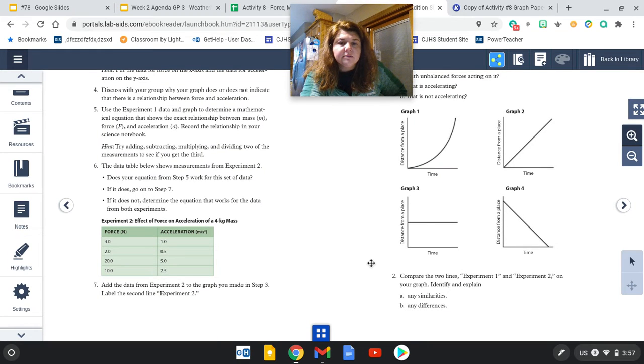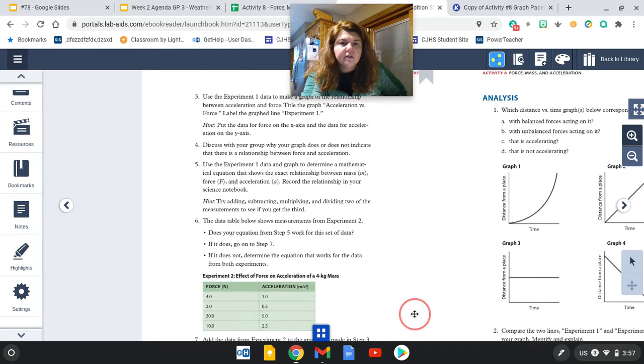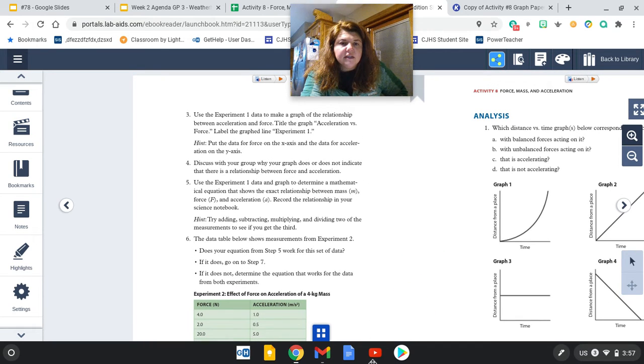Okay, on the next page, it says use experiment 1 data to make a graph of the relationship between the acceleration and force. Title the graph acceleration versus force. Label the graph. Label the graphed line experiment 1. Okay, so we're ready to start making our graph.